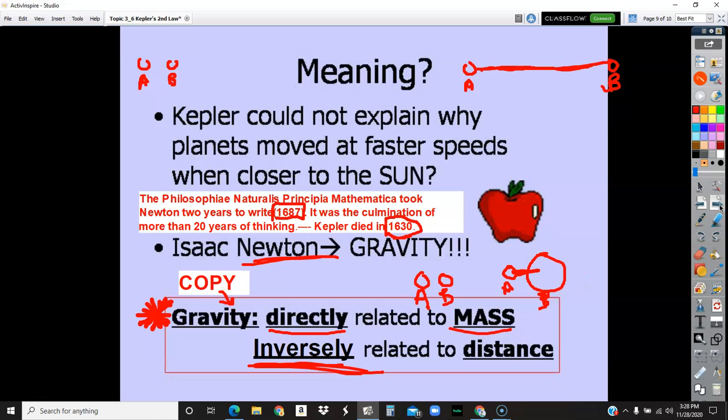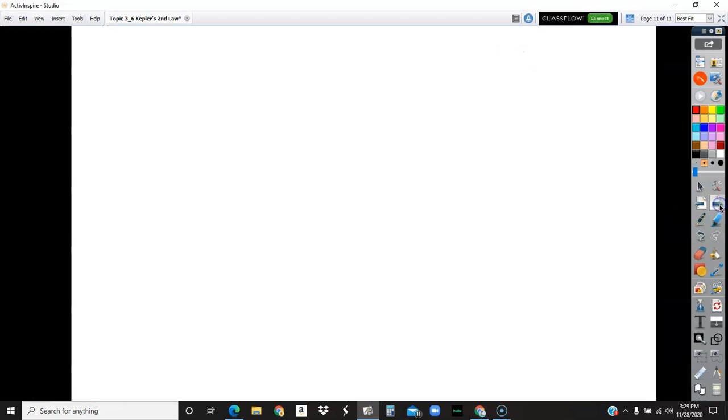You're not going to notice it. It's a slight shift in the speed. It's a very slight variation. It's not much, but it does exist. So that's this whole idea behind Kepler's second law. We speed up when we're closer, we slow down when we're further away. And I think that is it.